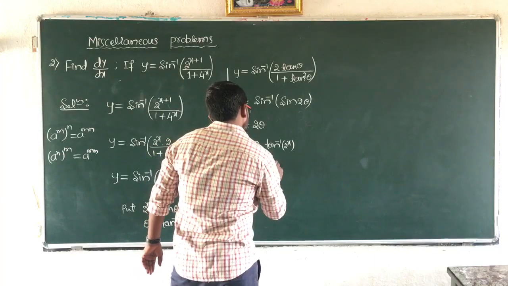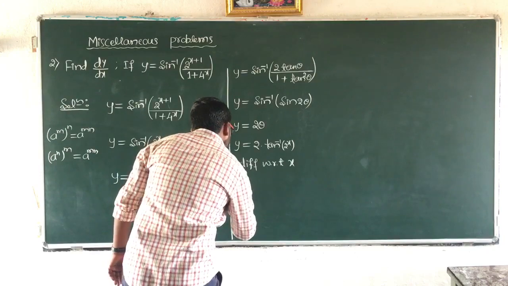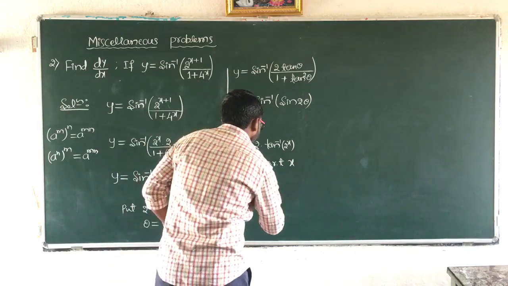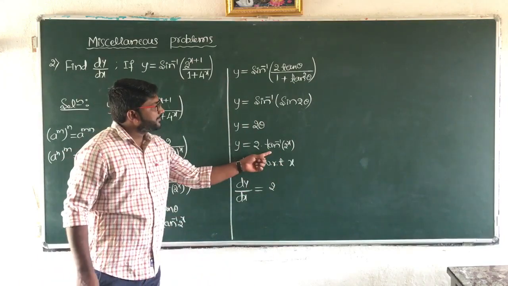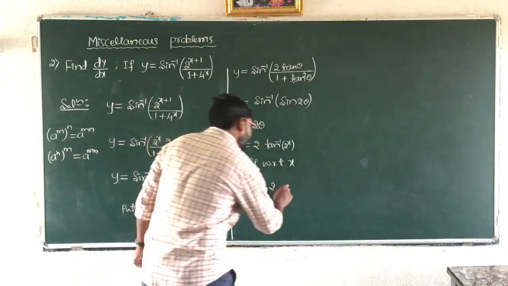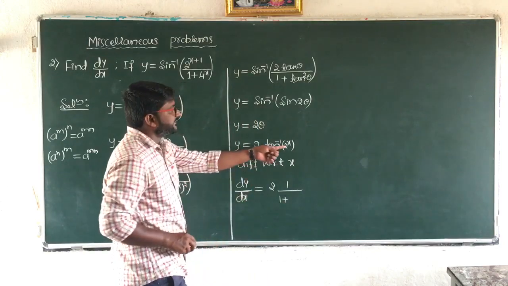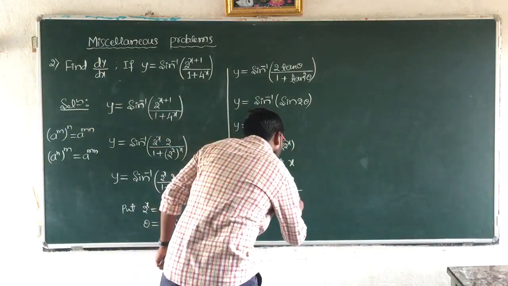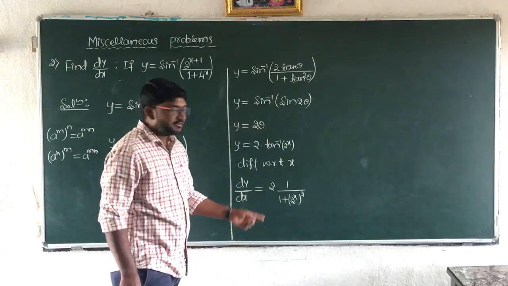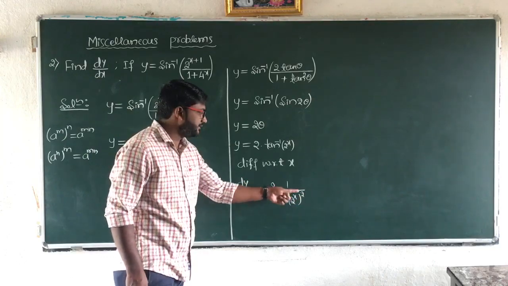Differentiate with respect to x. So we get dy by dx which is equal to 2, a constant, as it is. Then the derivative of tan inverse x, where x means 2 to the power x now, is 1 divided by 1 plus x square. What is x now? 2 raised to x. See here, the derivative of tan inverse x is 1 divided by 1 plus x the whole square. Here x is 2 raised to x.